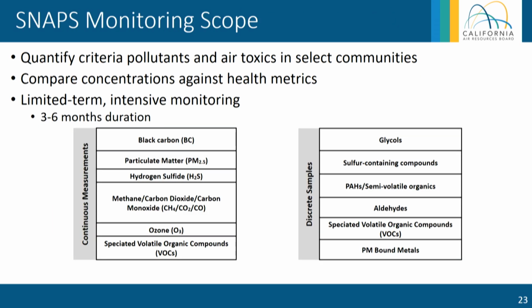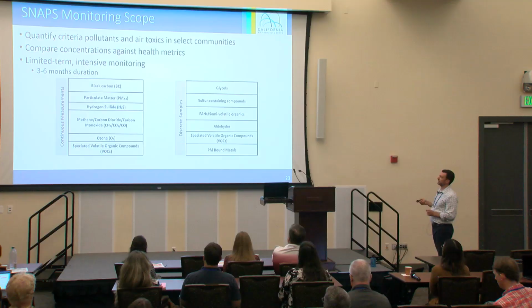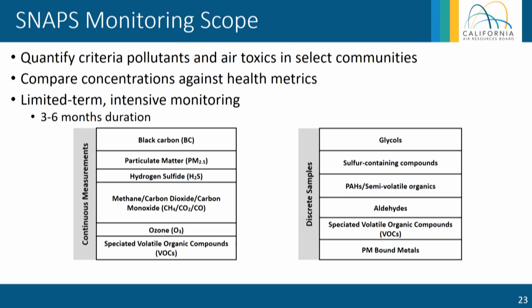So what kind of monitoring are we doing? There are two broad categories of monitoring going on, discrete and continuous. In the continuous monitoring, we're looking at things like black carbon, PM2.5, hydrogen sulfide, methane, CO2, CO, ozone, and speciated VOCs. These measurements are done on an hourly basis. With the exception of the VOCs, this data will be provided hourly on a data website open to the public. So this gives residents very fast knowledge about what the air quality is in their community, and I'll show that in a few minutes.